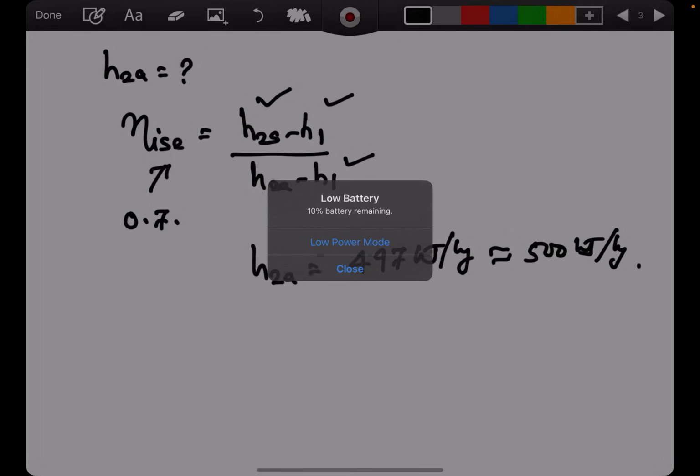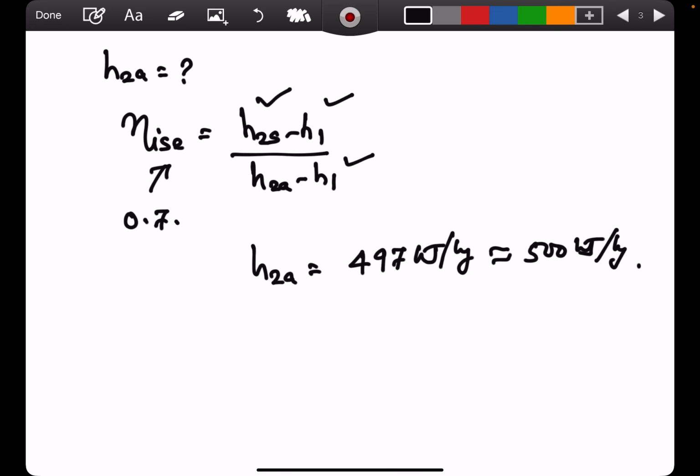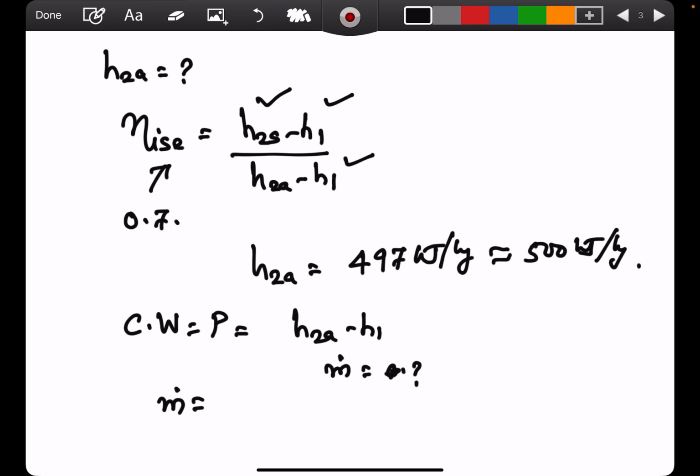Okay, so once you know this, then you can easily find the compressor work or power consumption, which is H2A minus H1. Suppose the mass flow rate is given. Otherwise, you'll have to find the mass flow rate, and then you can find the power consumption. How do you find the mass flow rate? For finding the mass flow rate, you know that you have the capacity, the refrigerating effect, and you know the enthalpy difference across the evaporator. So capacity is, let us say, in this given problem, 10 kilowatt.